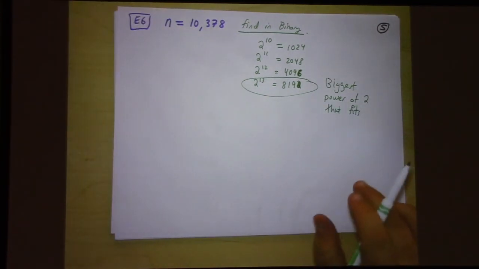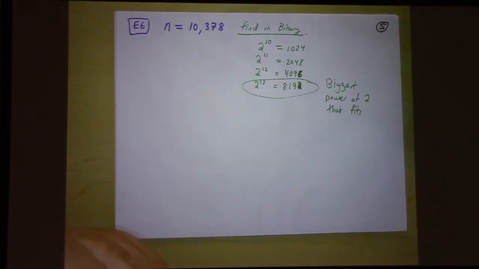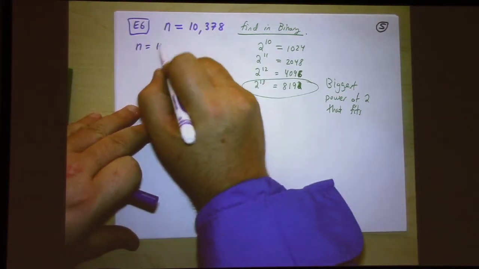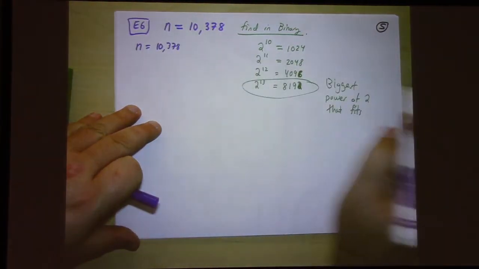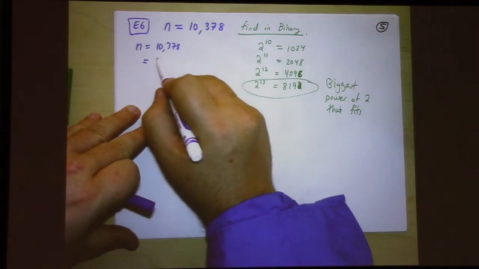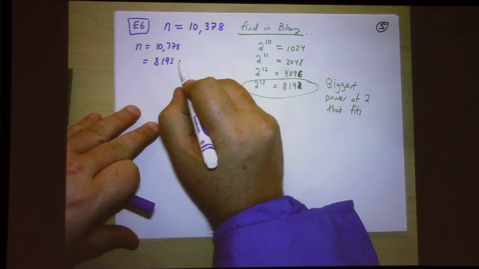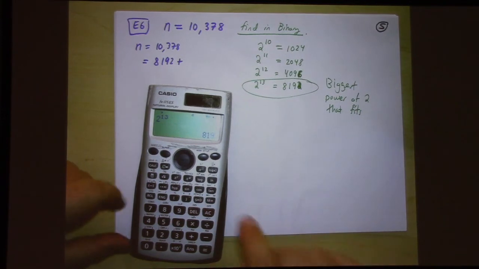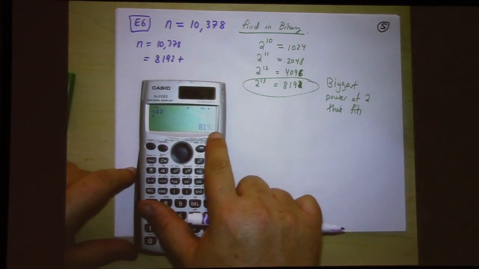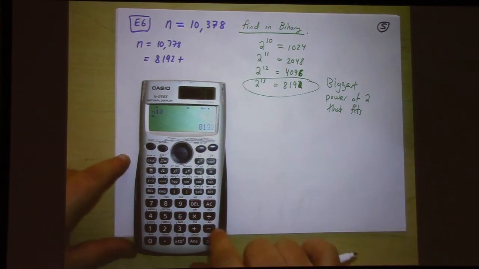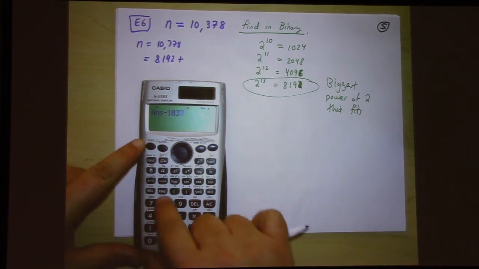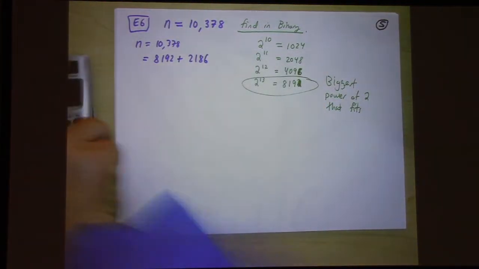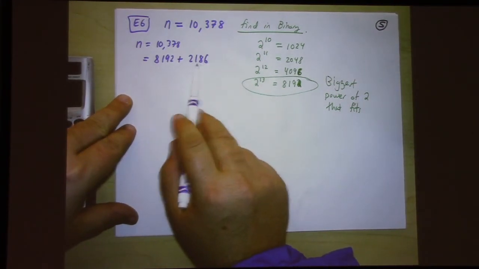So then what I do, well, I'm starting to really regret this example, but oh well, it is what I did. It is what it is. So 10,378 is equal to 8,192, right? Plus what? Did you say 8,292? No, 192. 2 to the 13th is 8,192. So if I subtract from 10,378, I get plus 2,186. Okay. And then how many? 2,186 is what?